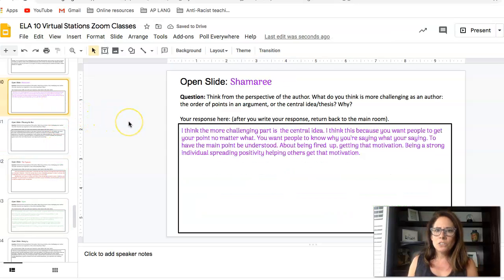So I like digital stations because it allows students to really deepen a skill. And in this skill, it was breaking down an argument and responding to peer feedback.